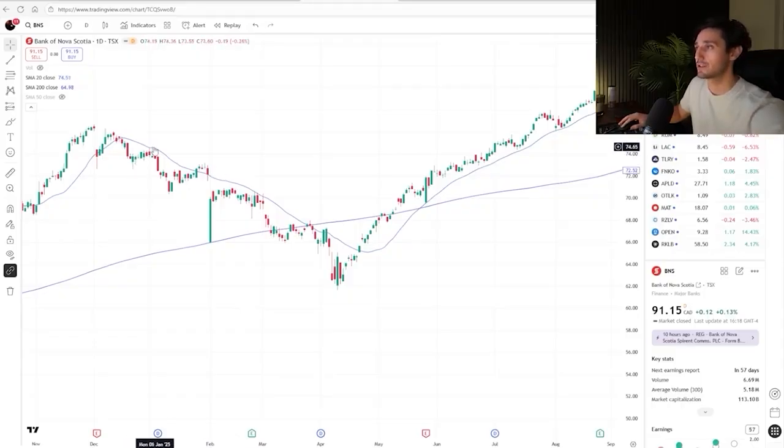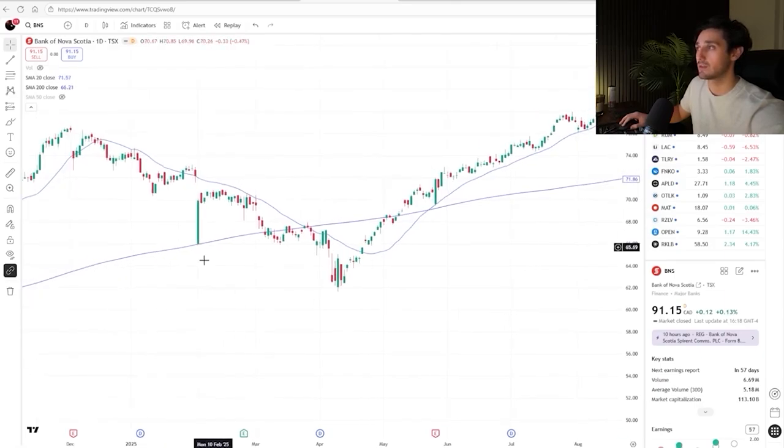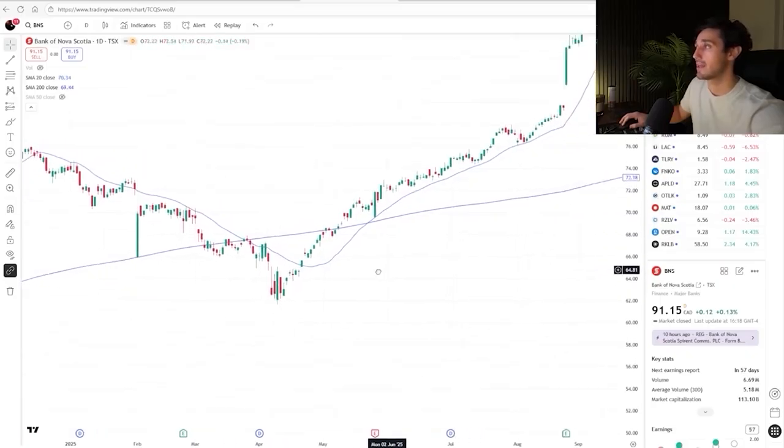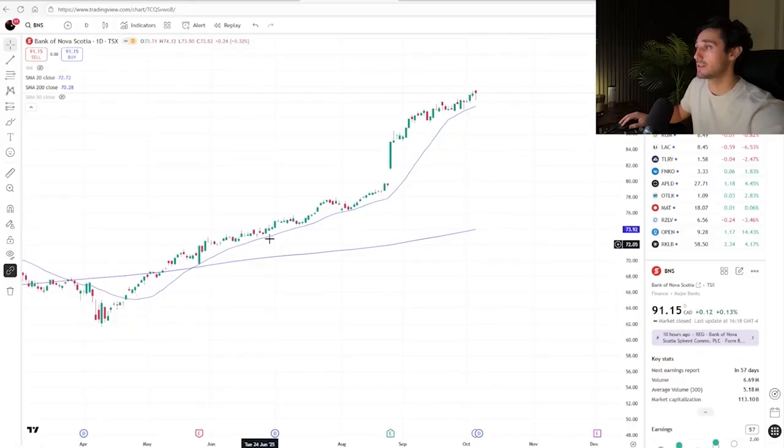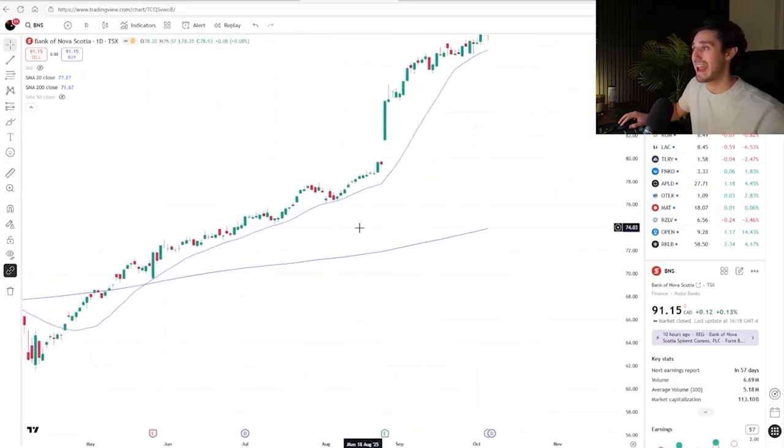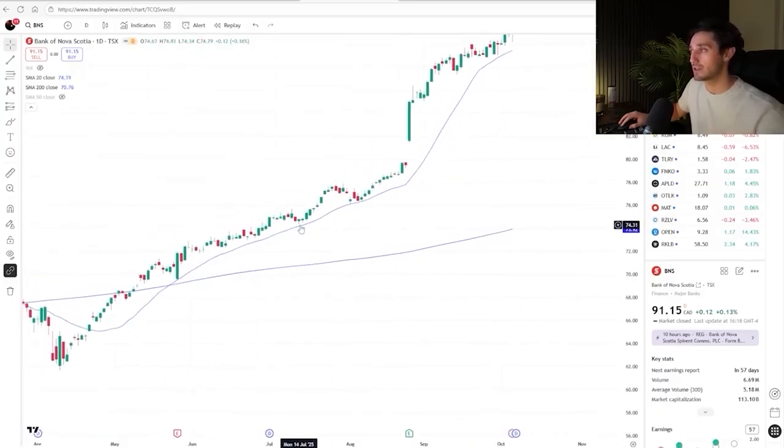So retrace to the 20 MA, dropped, retrace to the 20 MA. This time it gapped down all the way to the 200, respected it, right? Retrace back to the 20, dropped, retrace back to the 20, dropped. And then the same thing happened on this uptrend. You could see how well price is respecting the 20 MA on this power uptrend, and every time we got a retracement to the 20 MA, we ended up rallying.